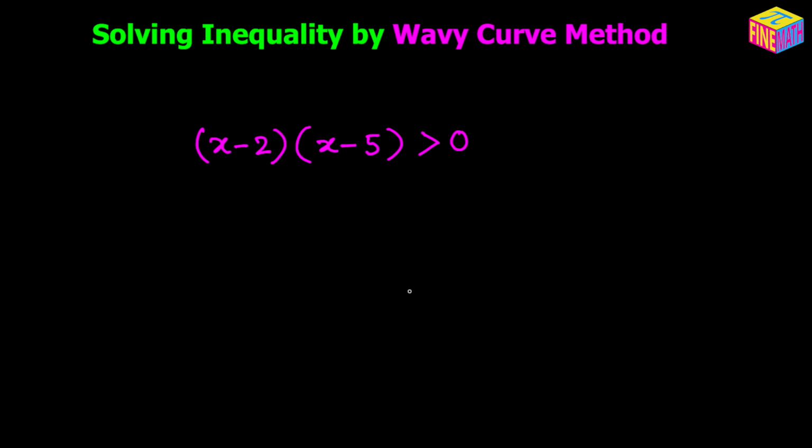Hi everyone. In this video, we are going to discuss how to solve an inequality by the Wavy-Curve method. So let's take an example here. We have the example (x minus 2) times (x minus 5) greater than 0.